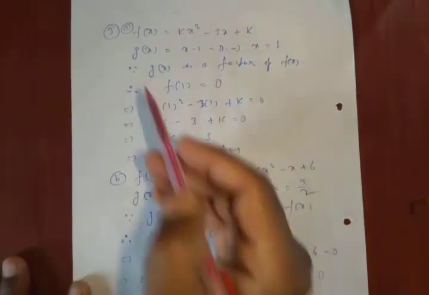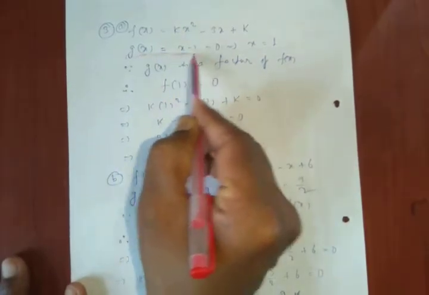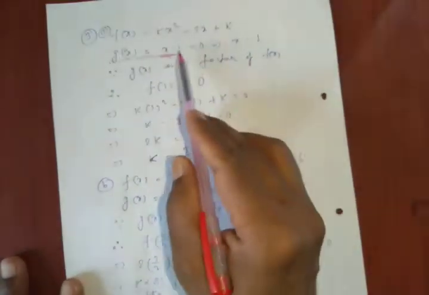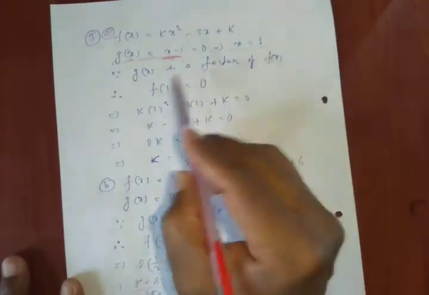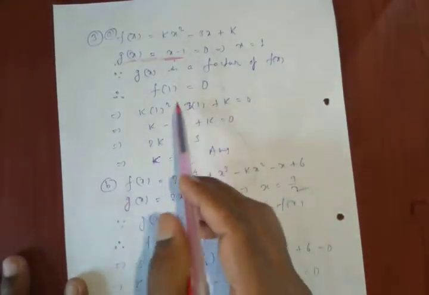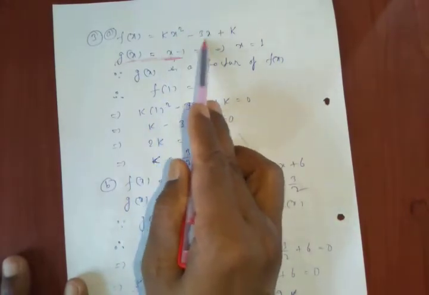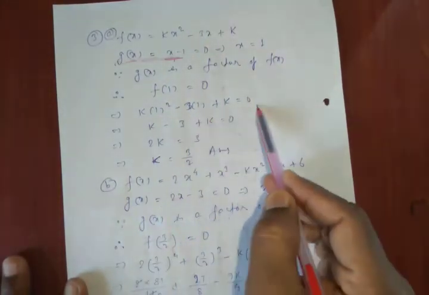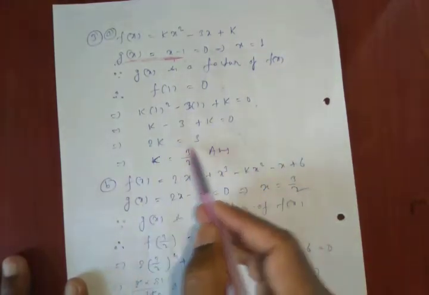And the third question is this. In this we have to find the value of k, and we are given that x minus 1, that is g(x), is a factor of f(x). It is already given that x minus 1 is a factor of this. First find the 0 of this, then x equal to 1. And since g(x) is a factor of f(x), therefore f(1) will be 0 by the factor theorem. So f(1) equal to 0, then you have an equation here, that is f(1) means k into 1 square minus 3 into 1 plus k. So putting all the values and equating it to 0 and solving, you will get k equal to 3 by 2.